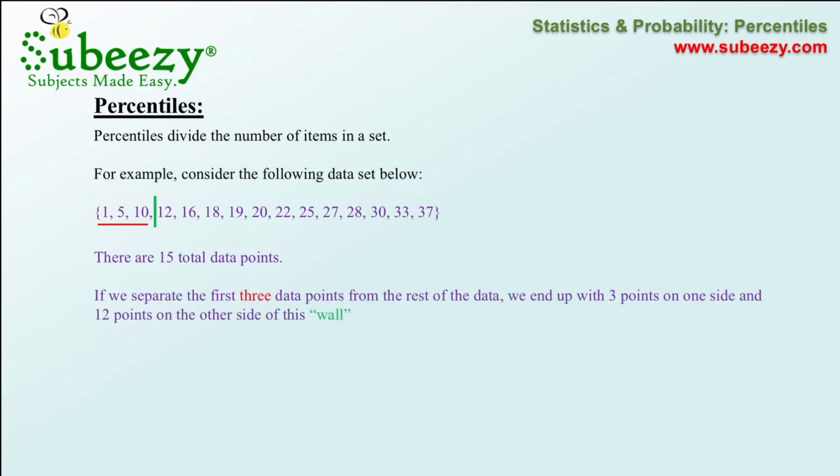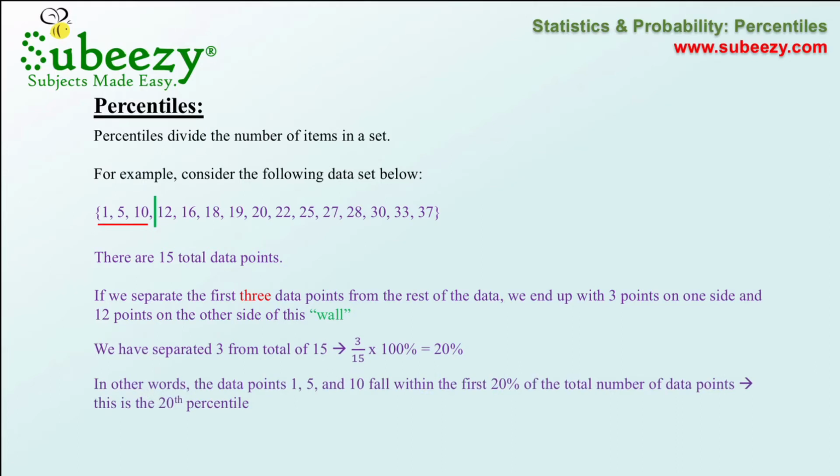If we separate the first 3 data points from the rest of the data, we end up with 3 points on one side and 12 points on the other side of this green wall. We have separated 3 from the total of 15. 3 divided by 15 times 100% gives us 20%.